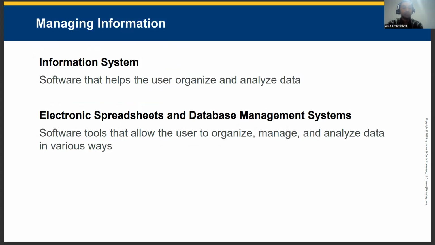Managing information systems. Information systems are software tools that help us organize and make sense of data. This includes two major categories, spreadsheets and database management systems. Spreadsheets let us work with smaller structured sets of data. Think budgeting, tracking sales, or analyzing statistics. Database systems handle larger, more complex data sets that must be shared, updated, and accessed by multiple users at once. The key idea is that information by itself isn't useful until a system helps us transform it, sorting it, calculating it, and using it for decision making.